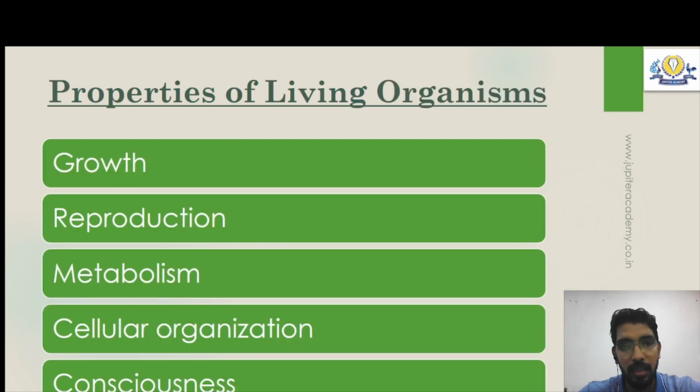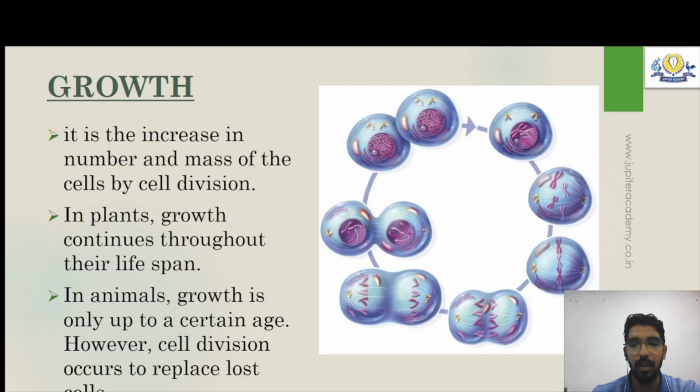Coming to the properties themselves, let us first list them: growth, reproduction, metabolism, cellular organization, and consciousness. Let us start with the first property, which is growth. What is growth? It is the increase in the number and mass of cells by cell division. In plants, growth is continuous throughout their lifespan, whereas in animals, growth is only up to a certain age. For example, we as humans grow in height up to a certain age only, up to 21, 22, some people up to 25, and after that there's no increase in height.